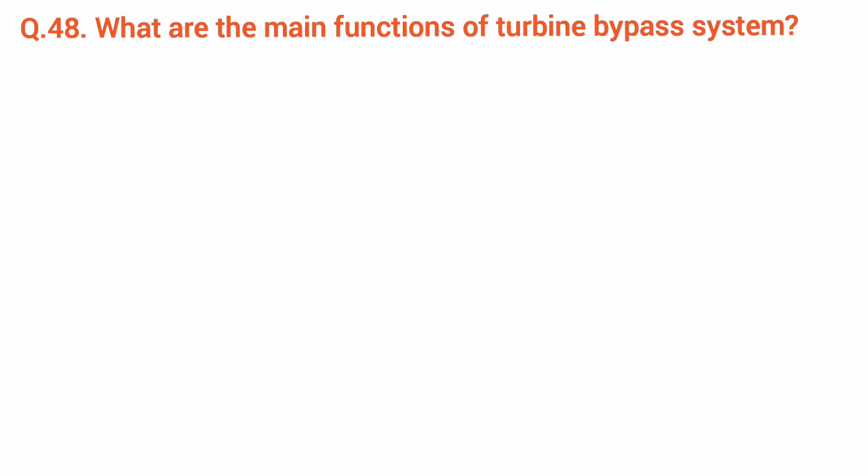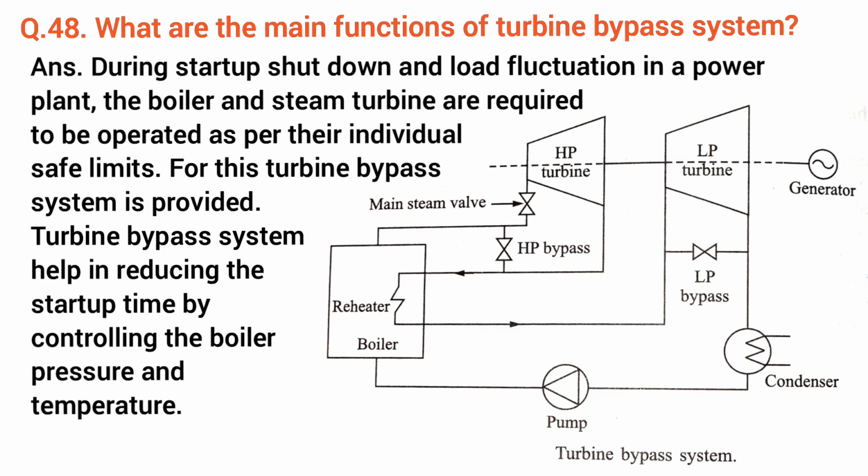What are the main functions of the turbine bypass system? During startup, shutdown, and load fluctuation in a power plant, the boiler and steam turbine are required to be operated as per their individual safe limits. For this, a turbine bypass system is provided. The turbine bypass system helps in reducing the startup time by controlling the boiler pressure and temperature.